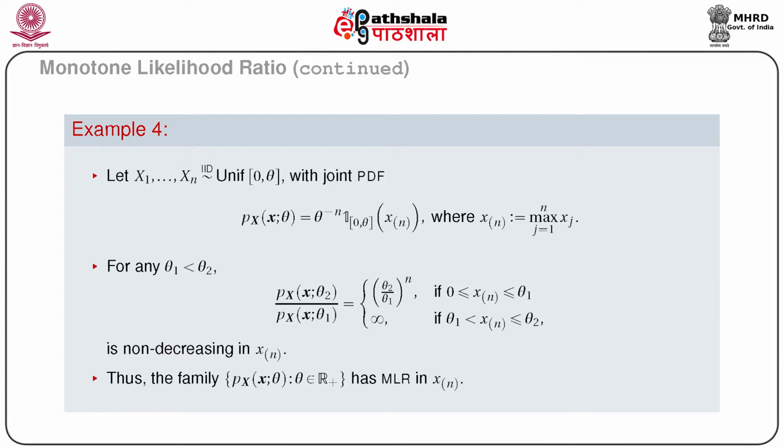We consider another example. Let xi follow rectangular(0,θ) for i = 1 to n independently. Here P(x;θ) = 1/θ^n if 0 < x(n) < θ, and 0 otherwise, where x(n) is the largest order statistic. Now we take θ1 < θ2, then the ratio P(x;θ2)/P(x;θ1) equals (θ2/θ1)^n if 0 < x(n) < θ1, and equals infinity if θ1 < x(n) < θ2. This is non-decreasing in x(n). Thus, rectangular(0,θ) is a member of the MLR family with MLR in x(n).